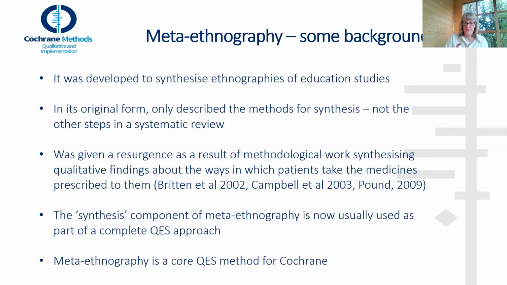So the original synthesis component of the meta-ethnography is now usually used as part of a complete QES approach. They start with the question formulation and the focus of the review and move on from there. So it isn't generally used just on its own as a synthesis approach, but as part of a qualitative evidence synthesis, which then becomes called a meta-ethnography. When Noblit and Hare wrote it, those other components for qualitative evidence synthesis, such as question formulation and searching, weren't established at all. And as I said right at the beginning, it is one of the core QES methods for Cochrane.